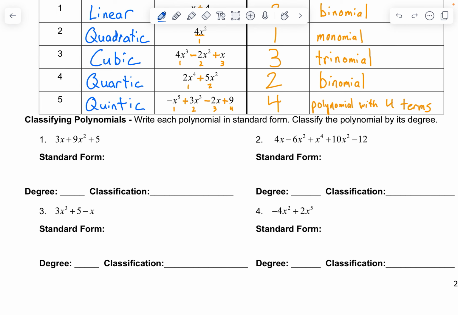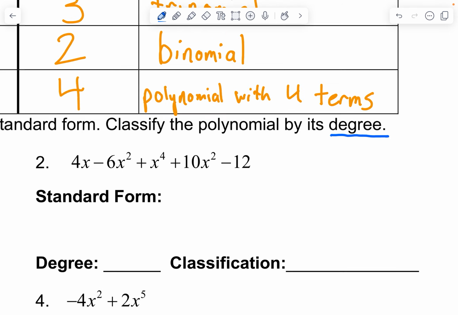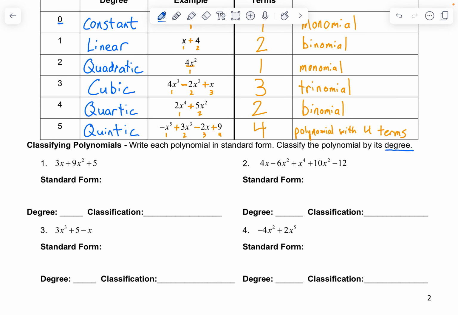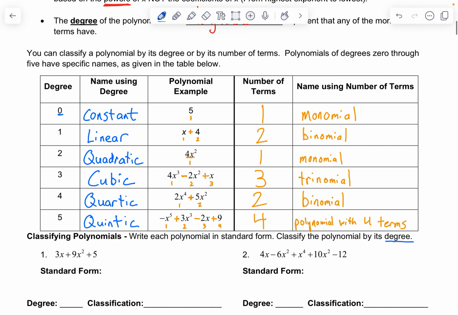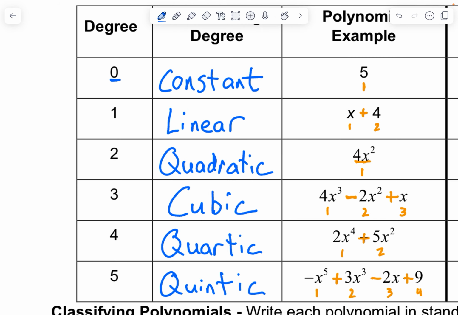Now, if you look at our directions, we are only going to classify these polynomials by degree. Could we do by number of terms? Yeah, maybe we'll briefly talk about it. But for the classification that we're going to write as our answer, we're going to classify by degree. Which ones were the degree? That was over here. So we're looking at these words right here. All right.